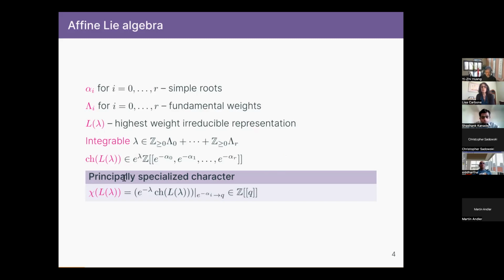Later on, I'll actually talk about something called principal characters, which are a little bit more than principally specialized characters. It's unfortunate, you run out of adjectives to put. So anyway, I'll come to that when I come to that.